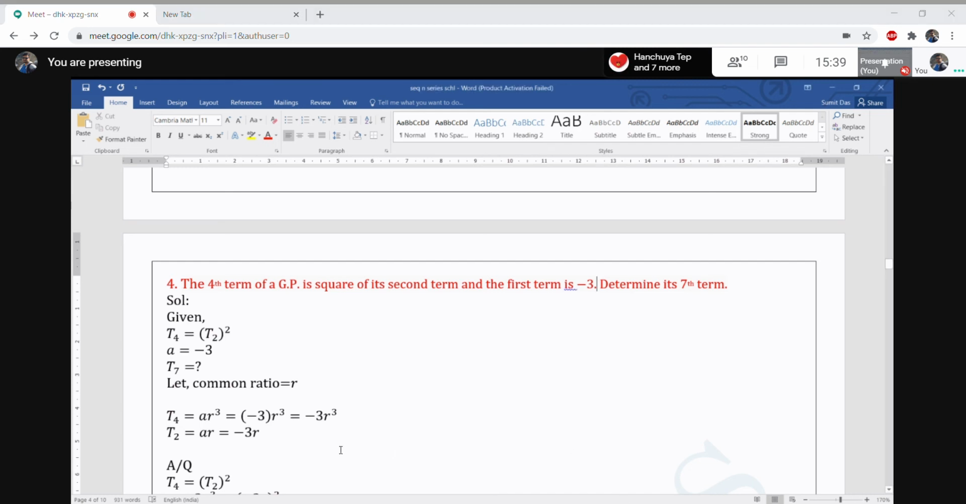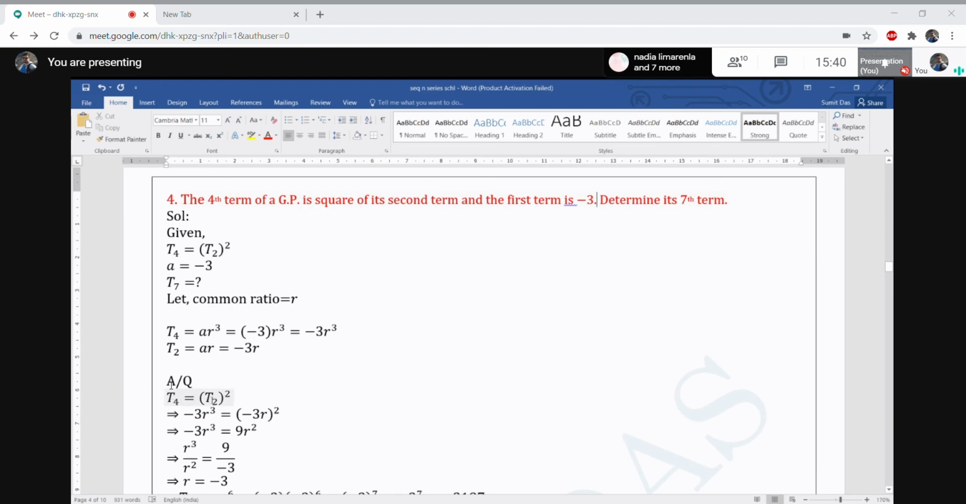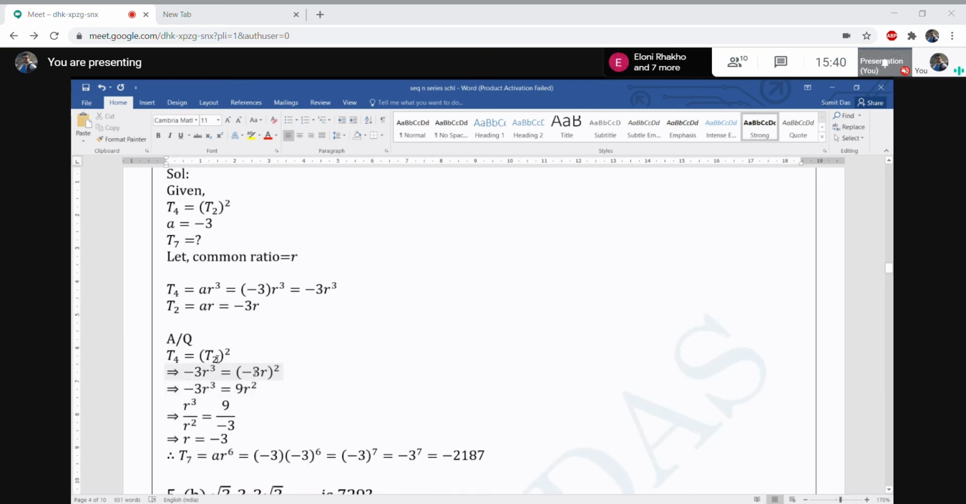Now t4 is equal to, we know that a r cube, a value we know is -3, and r cube. So t4 we got -3 r cube. What is t2? ar, right, and -3 because of a. So t2 and t4 we got. As per the question we wrote t4 is equal to t2 square, where we put the value of t4 and t2 also. That means we got -3r whole square. Left hand side we got -3r cube, and right hand side we got (-3r) square.